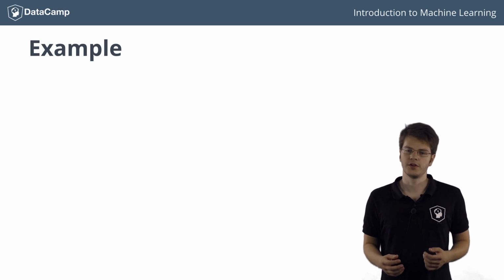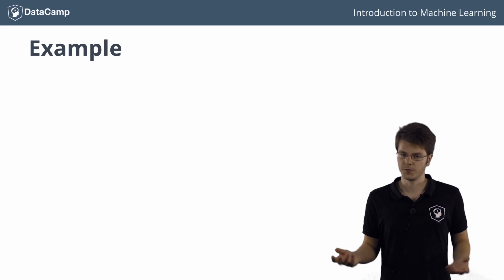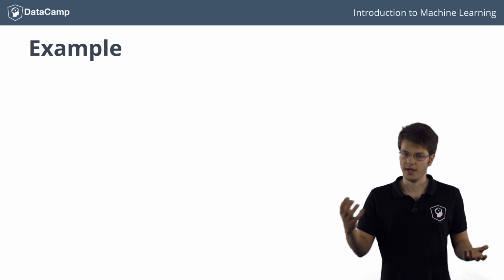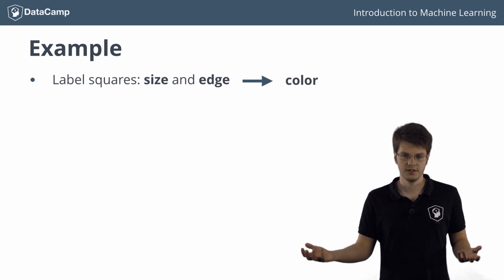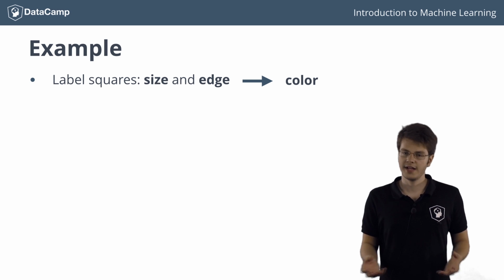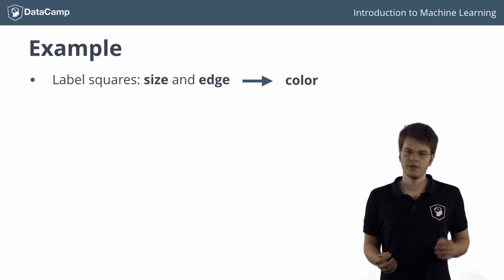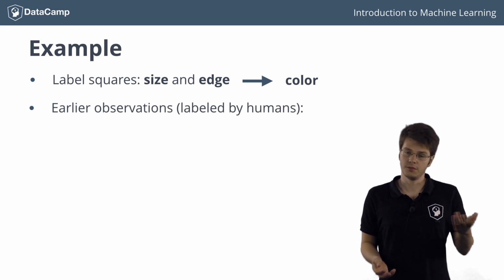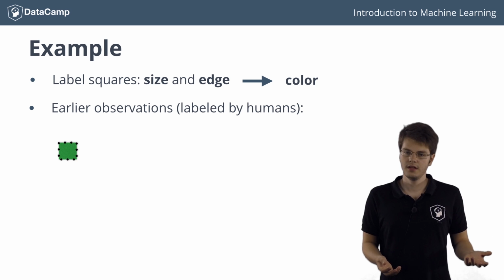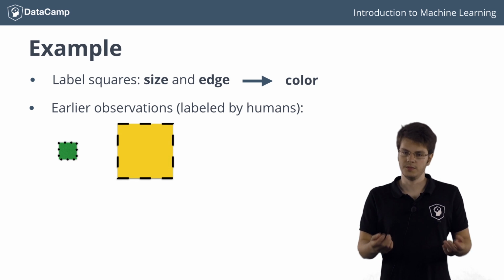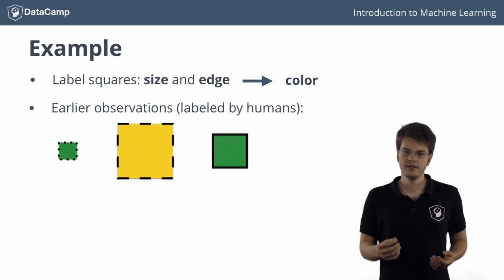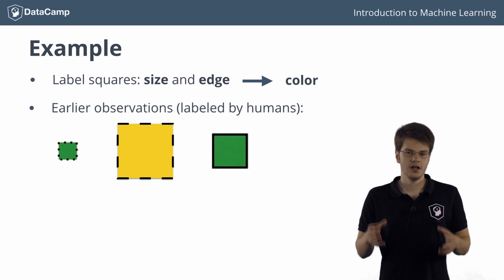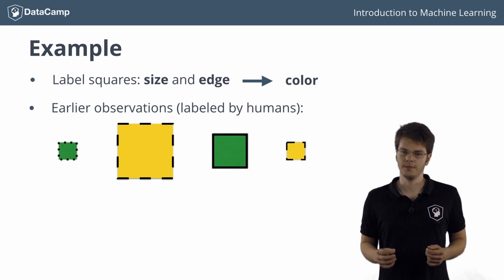A possible task for a computer could be to label squares with a color based on the square's size and the square's edge. Initially, the computer has no idea how to do this. However, suppose that a number of squares were labeled earlier by humans. For example, a small dotted square was labeled green, a big striped square was said to be yellow, a medium-sized square with a normal edge was labeled green as well, and lastly, a small striped one was labeled yellow.